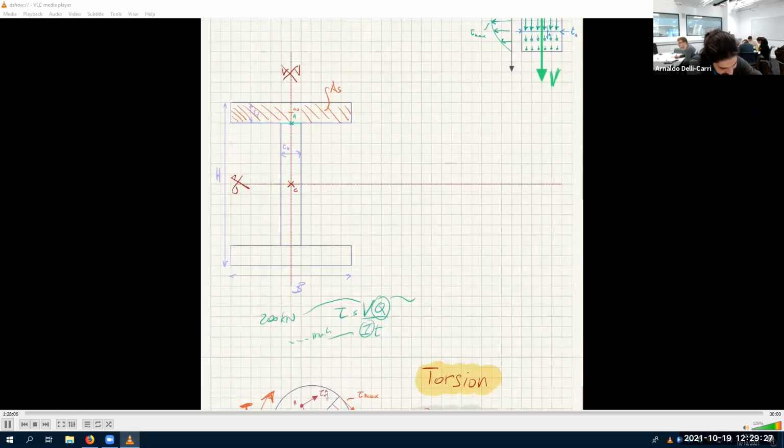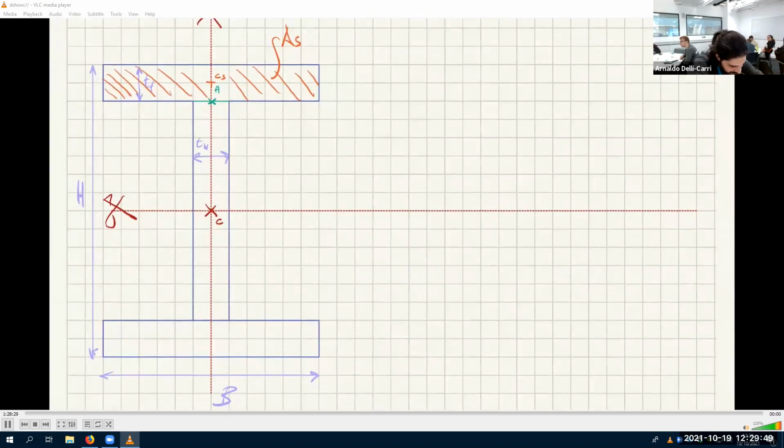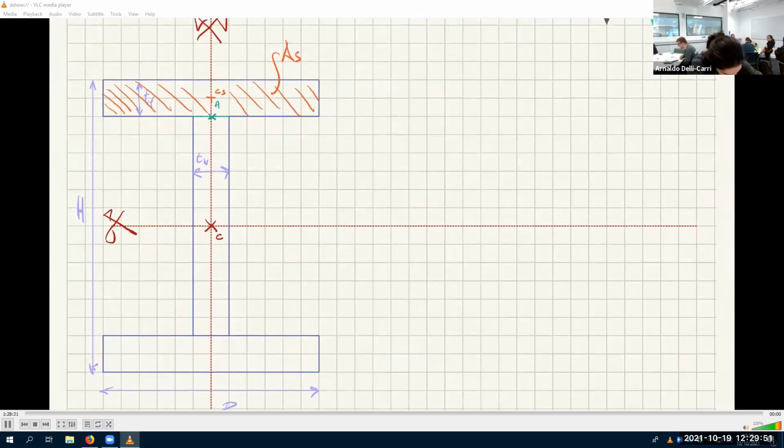Y bar is YC minus YCS. Okay, and let's use the absolute value of YC minus YCS, because it doesn't matter where you start counting from. Even if it's negative, it's still positive. So Y bar is this distance here. Let's use yellow. Y bar is this distance.